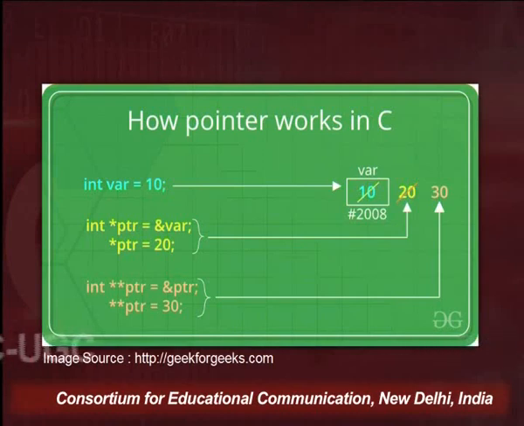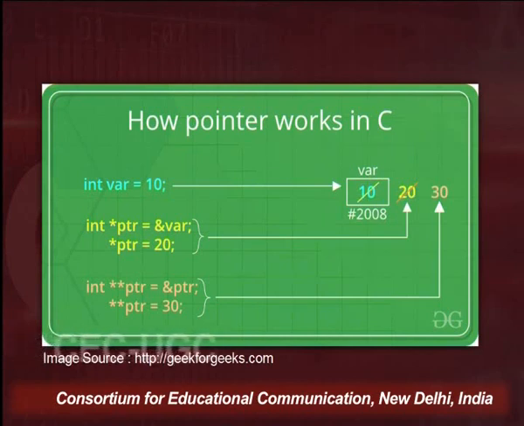Now you can imagine that in dynamic memory allocation scenarios, with the help of pointers you can do wonders or you can do disasters with the memory. Both kinds of things are possible. Now if I say asterisk PTR is equal to 30, that means the variable now has value 30 instead of 20. So this you can do.